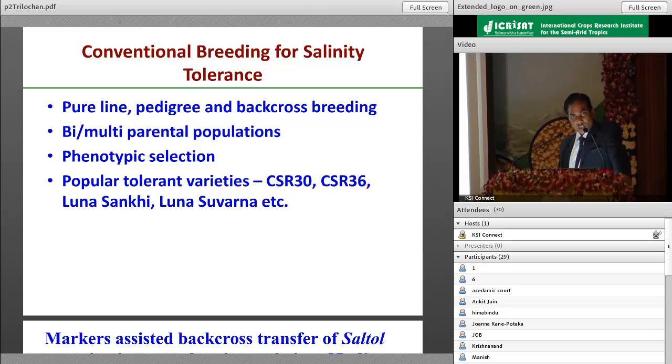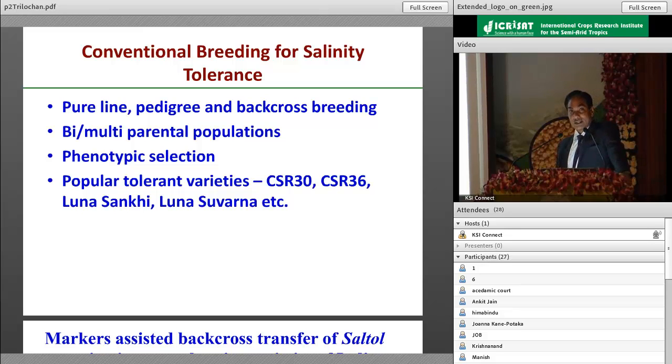So to summarize, the conventional breeding efforts have been successful in developing varieties which are working in the field, but they do not have a very high level of tolerance, particularly dry season tolerance. In the coastal ecosystem, you have wet season salinity and dry season salinity, and one finds that dry season requires a much higher level of tolerance than wet season. And in some areas where very high salinity occurs, these developed varieties do not really work. But the land races do work, though they yield very poorly.